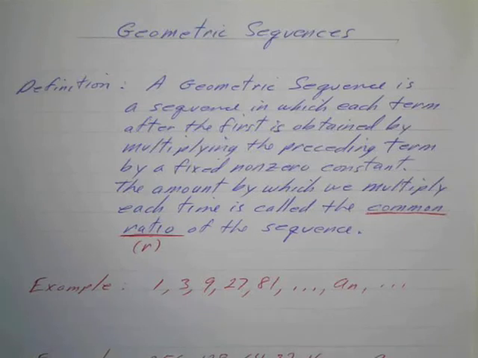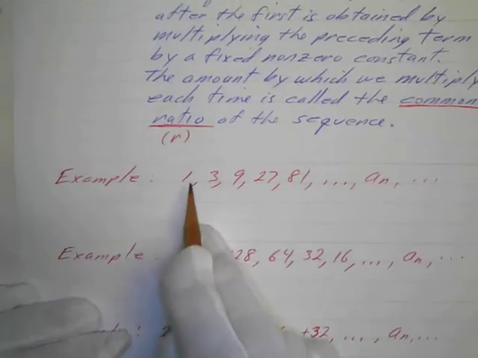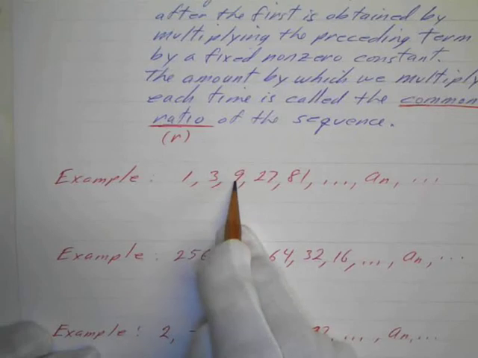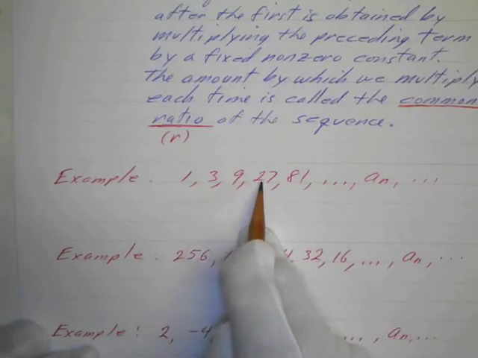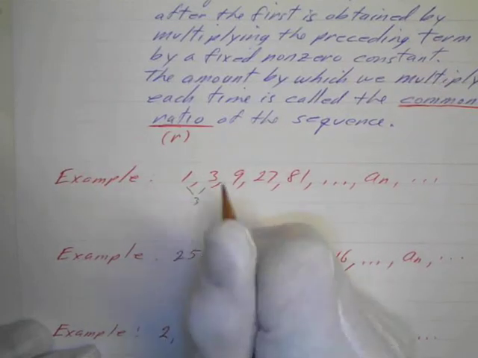All right, that might sound a little more complicated than it really is. So let's take a look at it. Here's an example. In order to get the next term of the sequence, if I multiply 1 by 3, I get 3. If I multiply 3 by 3, I get 9. If I multiply 3 by 9, I get 27. So it looks like the common ratio, that's what I'm multiplying by, is 3.